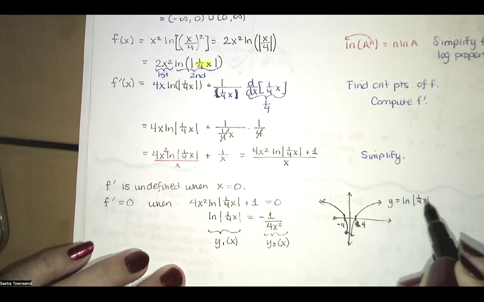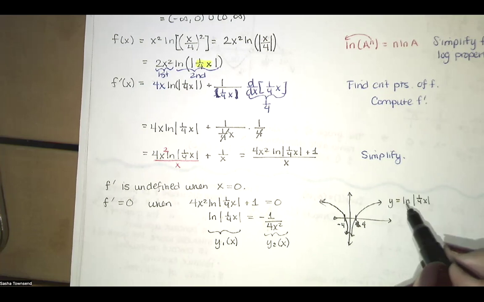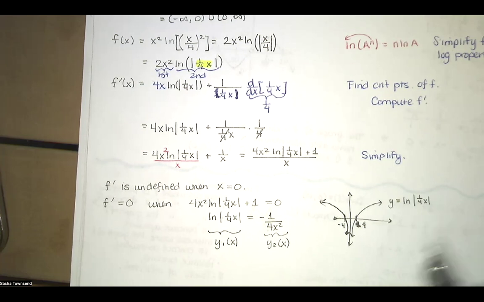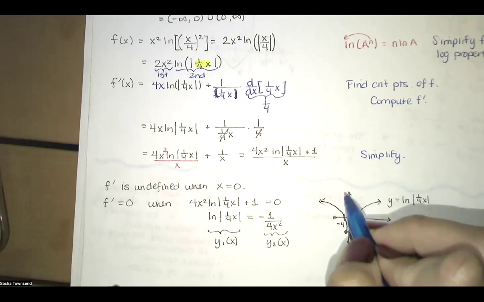And when x is -4, we'd have 1/4 times -4, which is -1. The absolute value of -1 is +1. Natural log of +1 is 0. So that's what this function looks like. And 1 divided by x squared looks like this.